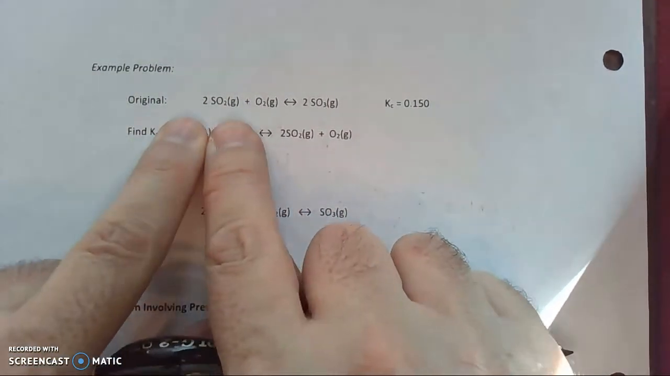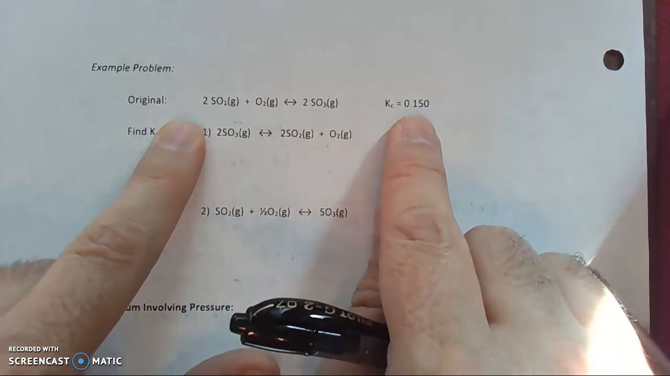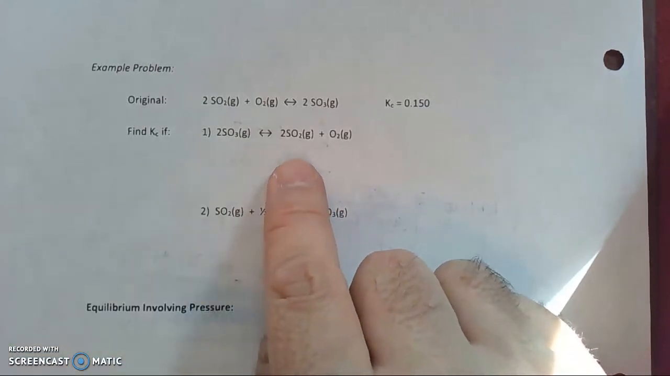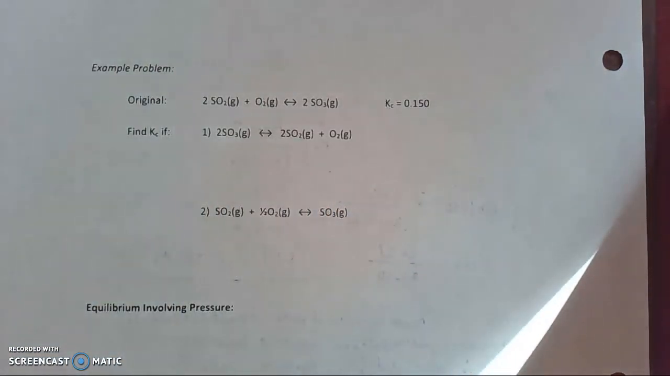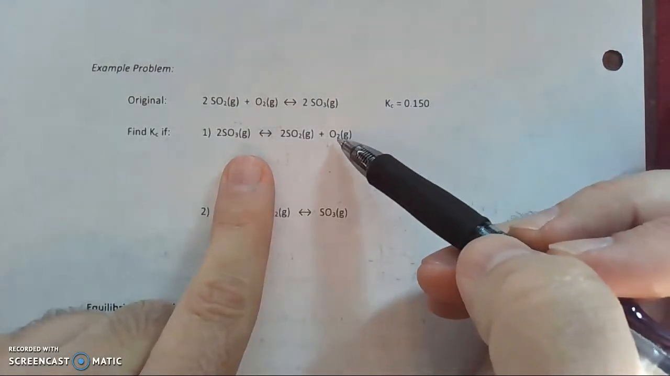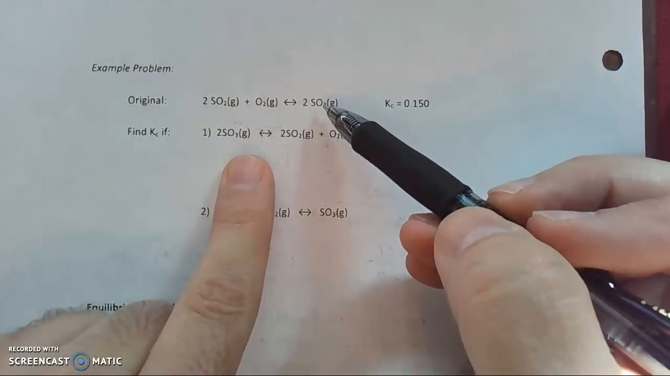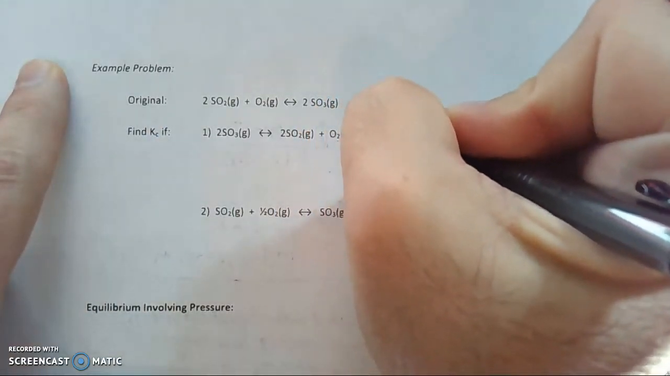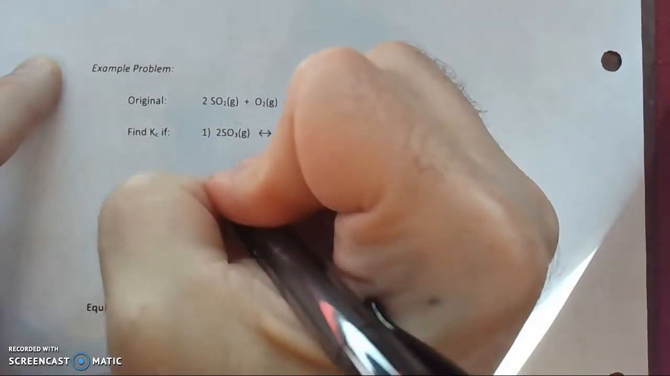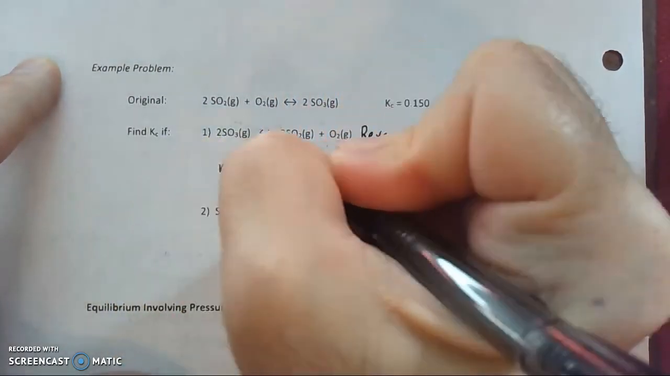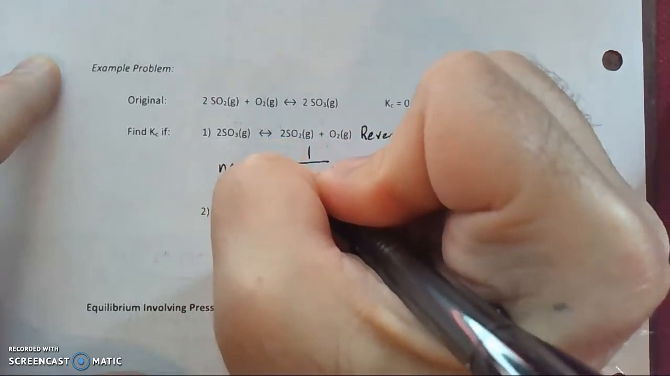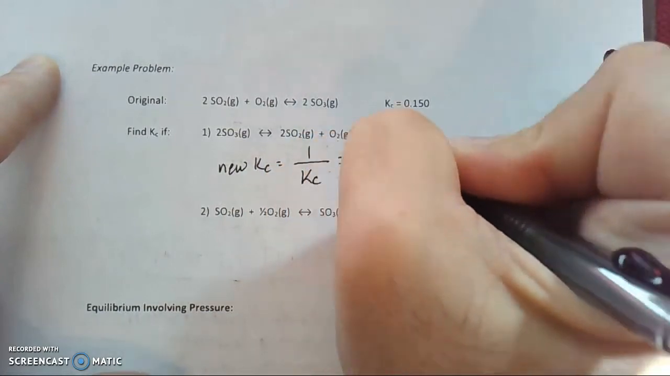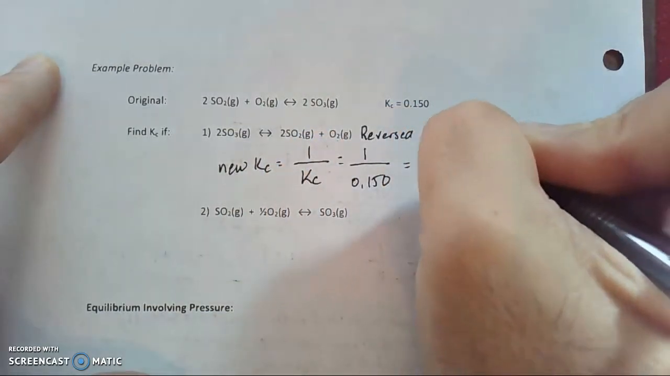So here is our original equation, and we're given a K value. And we have two scenarios here. The first one, if we look at it, we have to determine how is this equation compared to this equation. And you'll see that it's reversed. So we flip the equation. So our new K value is equal to 1 over our original, which is 1 over 0.150, which gives us 6.67 in the calculator.